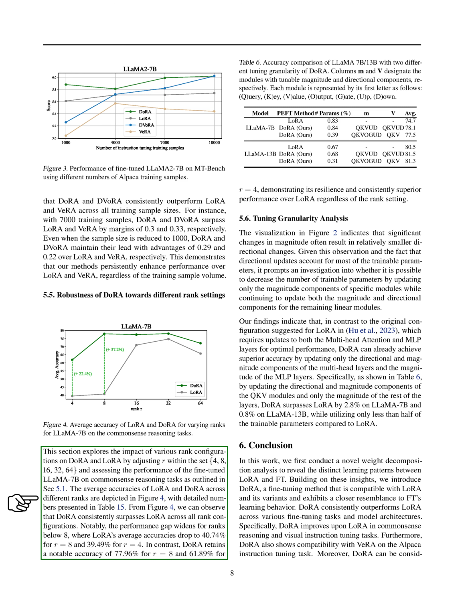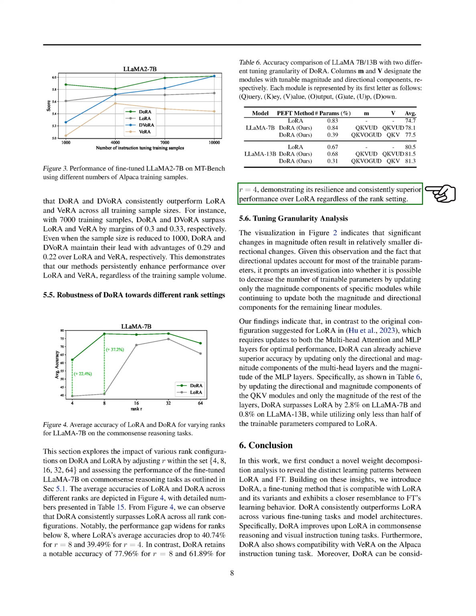From our observations, it's clear that DoRA consistently outperforms LoRA across all the rank settings we tested. This difference is especially pronounced at lower ranks. For instance, when the rank is set to 8, LoRA's average accuracy falls to 40.74%, and it drops even further to 39.49% at rank 4. On the other hand, DoRA maintains a much higher accuracy, achieving 77.96% at rank 8 and 61.89% at rank 4. These results highlight DoRA's robustness and its ability to maintain superior performance over LoRA, regardless of the rank setting.